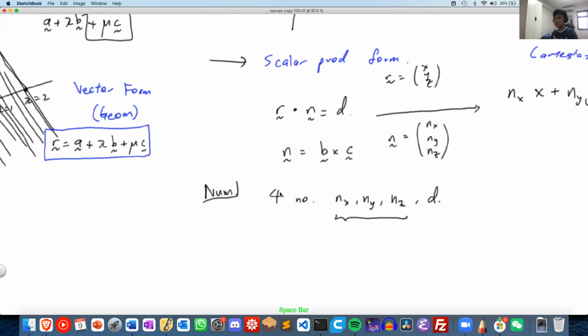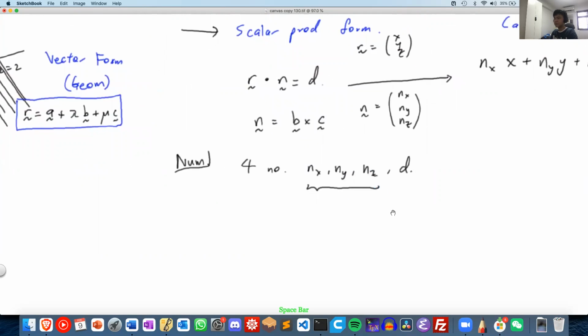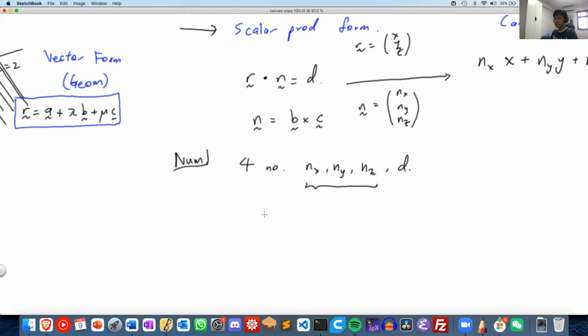Let's say we want to convert our vector form into our scalar product form. How do we do so? We can do so by taking n equals b cross c. And why is that so? n is the normal vector to the plane. So if I draw the plane over here, then n is a normal vector. And a normal vector by definition is the vector that is perpendicular to the plane.